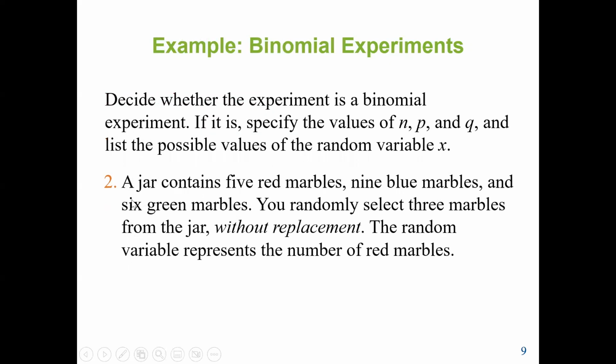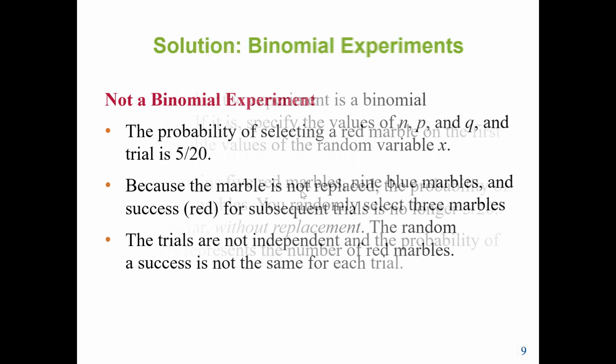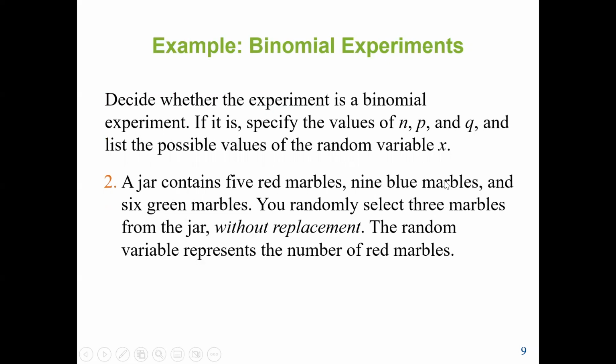Now let's look at the second example. Here they said a jar contains 5 red marbles and 9 blue marbles and 6 green marbles. This means the total marbles will be, 6 plus 9 will give us 15. Actually, it's 20. Sorry, 20. So the jar contains 5 red marbles, 9 blue marbles, and 6 green marbles, 20.